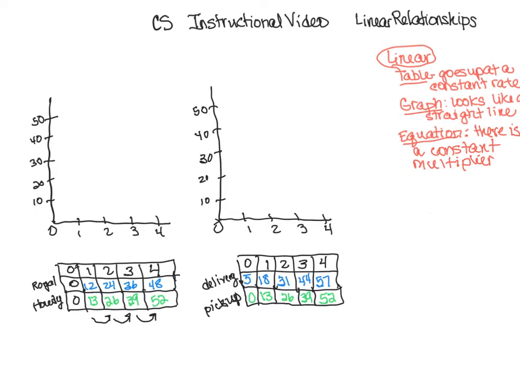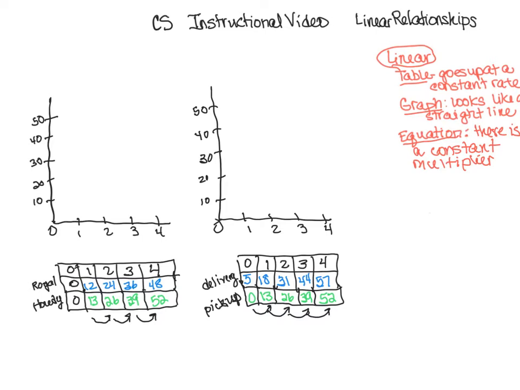And you can see it also happens in here. On the other table, I'm going up by 13 each time. And even on the top part where there's delivery, I am increasing by 13 each time. So in the table, I can see that both of these relationships are linear. Okay, what does it look like in the graph?